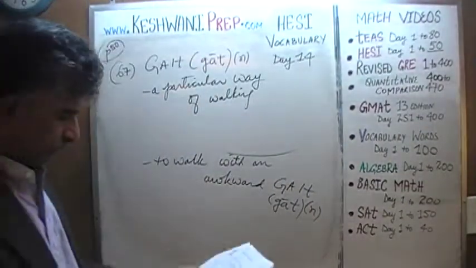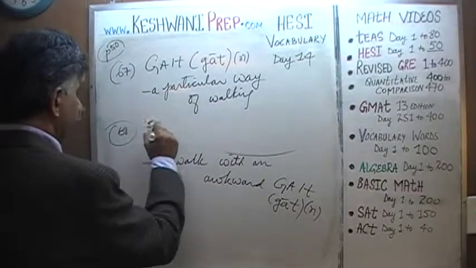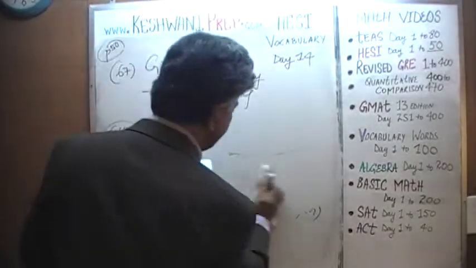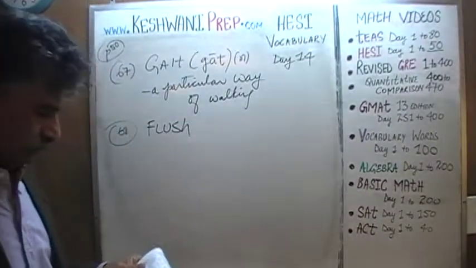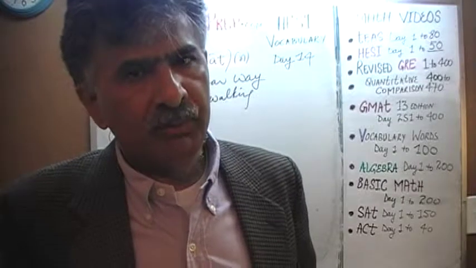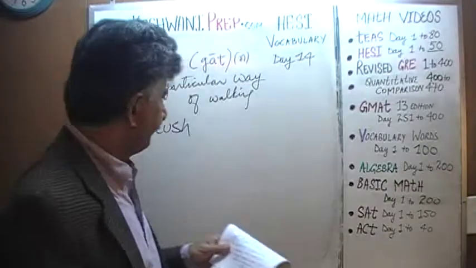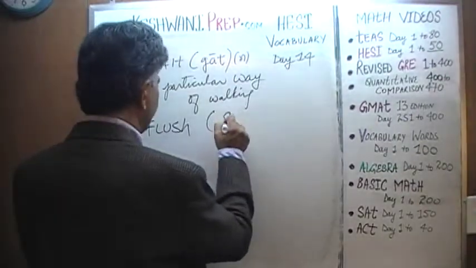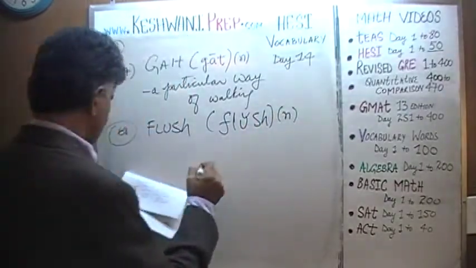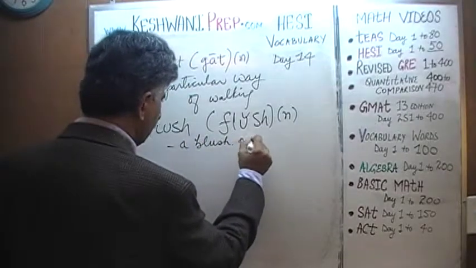The next word that we have in the book is number 68, and the word is flush. To walk with an awkward gait means to walk in a very particular, very awkward, very strange, very unusual way. Flush is a noun, which means a blush or a glow.